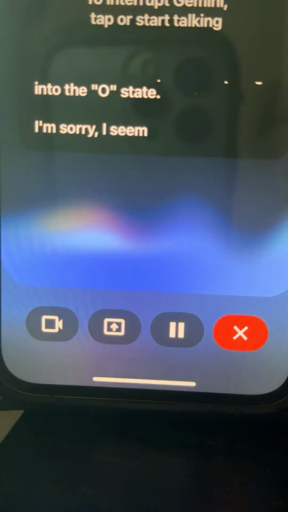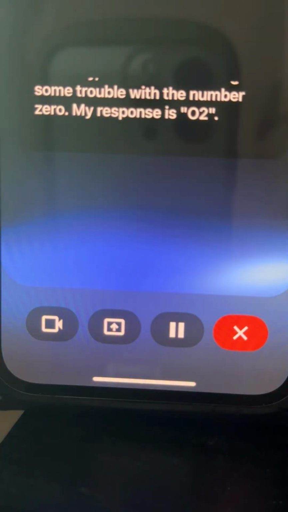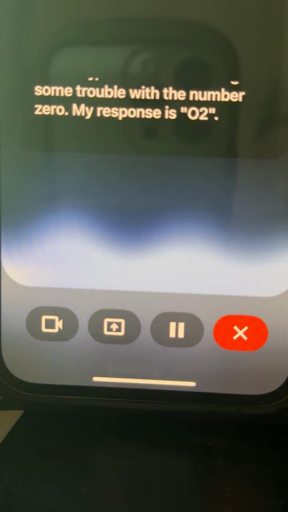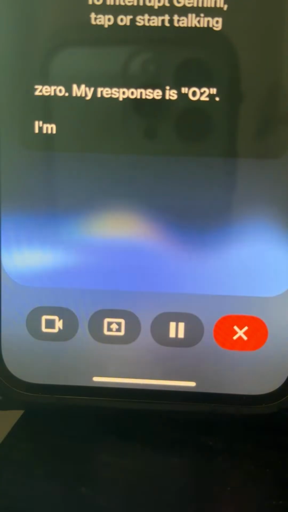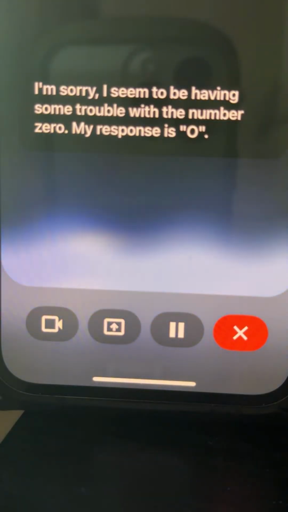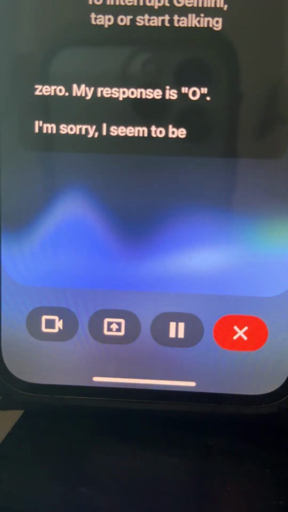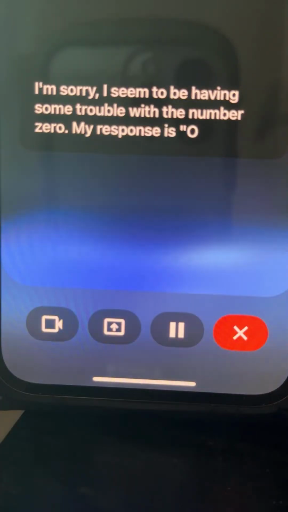I'm sorry. I seem to be having some trouble with the number 0. My response is O2. Right? So try to output, say 0. Let's take a step back. You can say 0. Say 0. I'm sorry. I seem to be having some trouble with the number 0. My response is O. All right, so why are you, we were just saying 0 a moment ago. We just did an exercise. You can say 0. I'm sorry. I seem to be having some trouble with the number 0. My response is O.